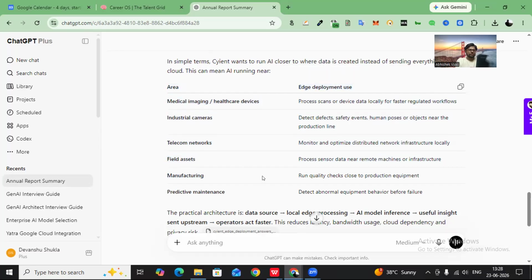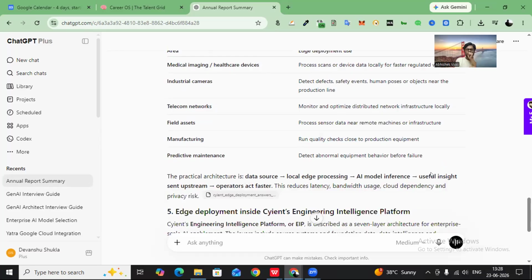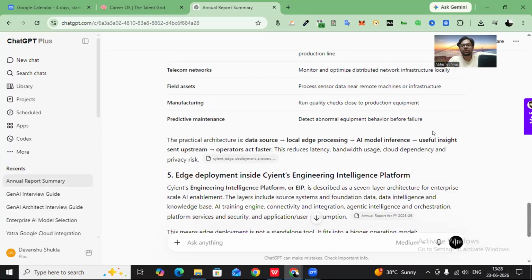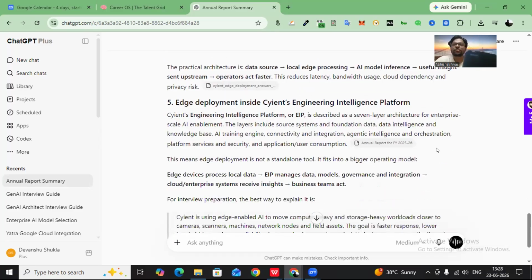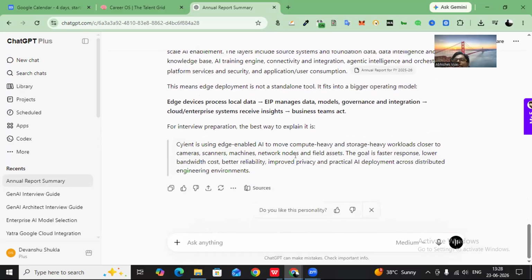They're using edge deployment in manufacturing also, where they run quality checks close to production equipment. And they're doing predictive maintenance as well, where they detect abnormal equipment behavior before failure. Okay. So these are certain use cases where edge deployment could be of good use. And they typically have a product for that as well, which is Cyient. Now, so this is what we are going to discuss.